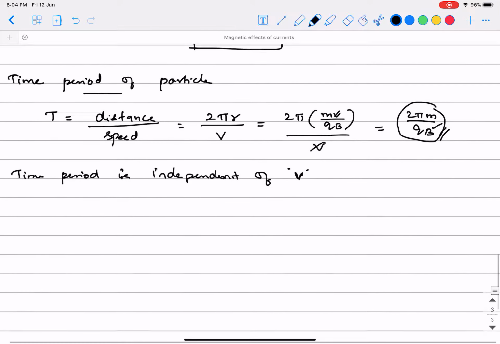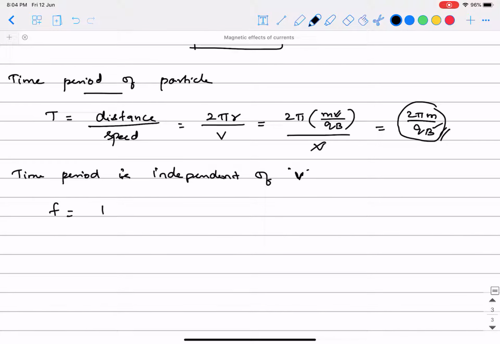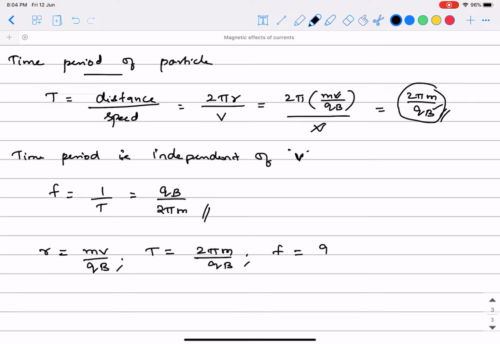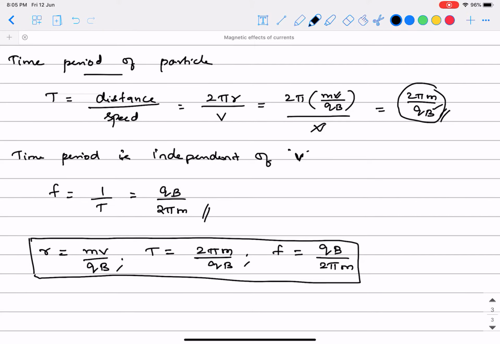The next point is calculating the frequency. We know that frequency is the reciprocal of time period. So this can be written as qB divided by 2 pi m. So this is going to be the frequency of the particle. So when a particle is projected perpendicular to the magnetic field, it will move in a circular path with the radius equal to mv divided by qB. The time period of the particle will be 2 pi m divided by qB, and its frequency is going to be qB divided by 2 pi m. These are all the formulae that you are supposed to remember only in the case of this perpendicularity.